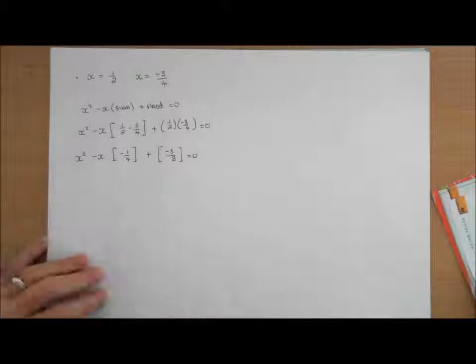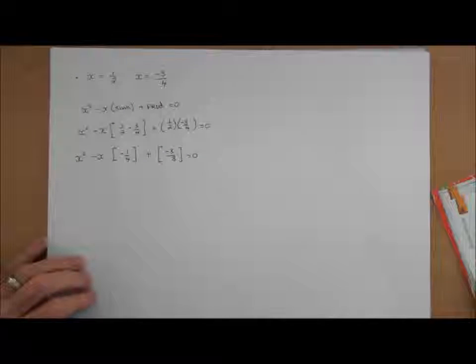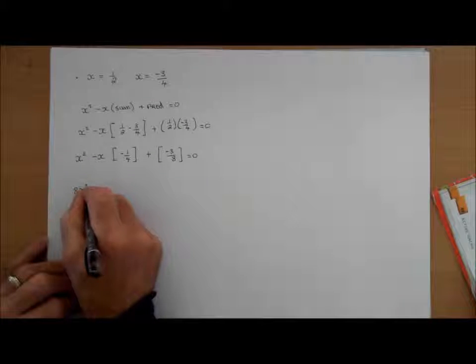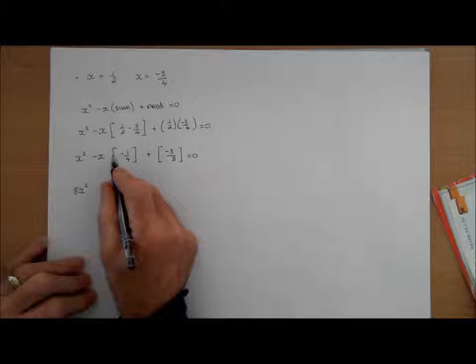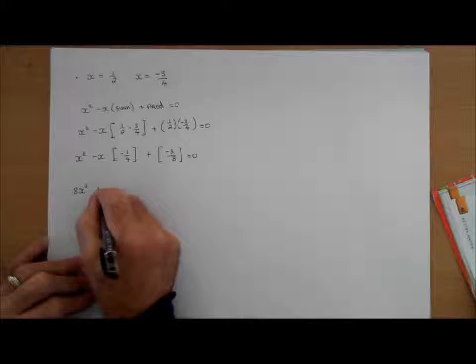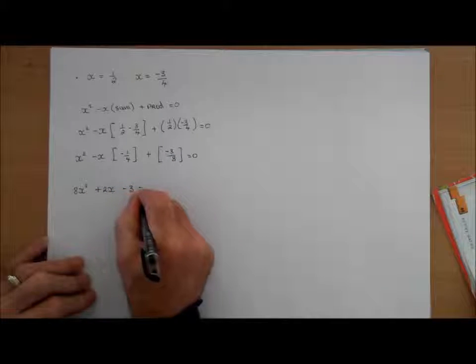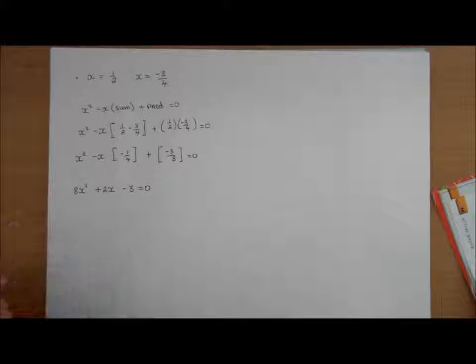And how will I get rid of those fractions? Multiply by what? So I get 8x squared. 4 will go into 8 twice, that will give me plus 2x. And 8 times that, minus 3 is equal to 0. Now do you understand that? Is there any step you don't?